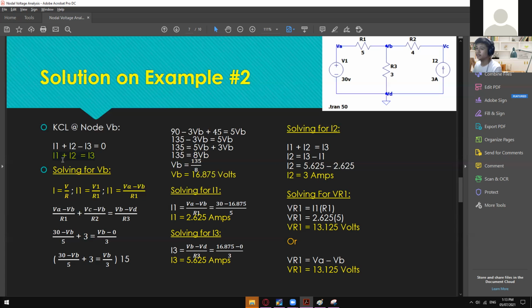Okay, so in here we've used this one wherein I2 is equal to I3 minus I1. So I3 is 5.625, and then I1 is 2.625. And then just solve this one, it will give you a result of 3 ampere for the I2, which is actually already equal to this one. Okay, so 3 ampere.